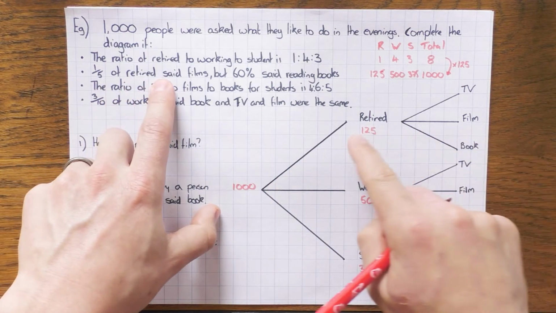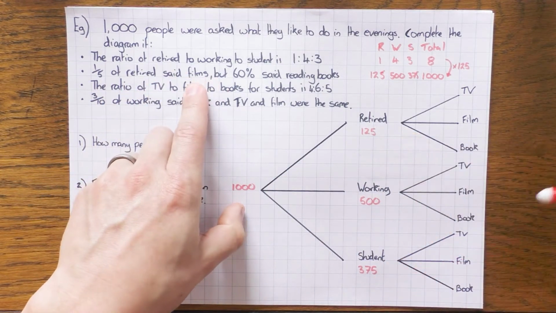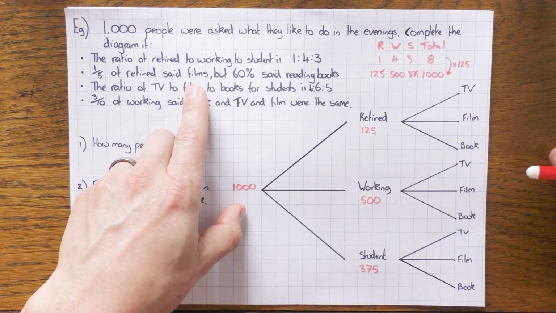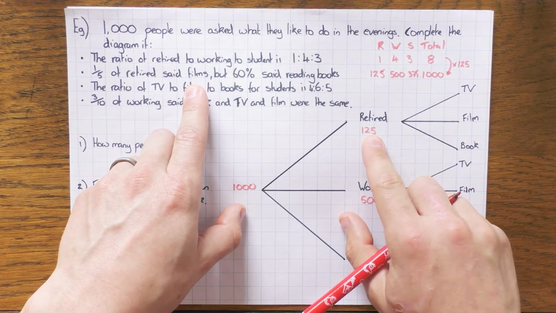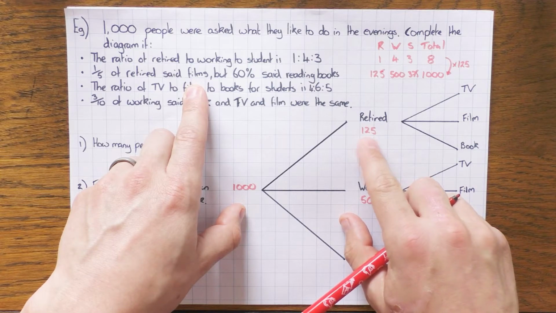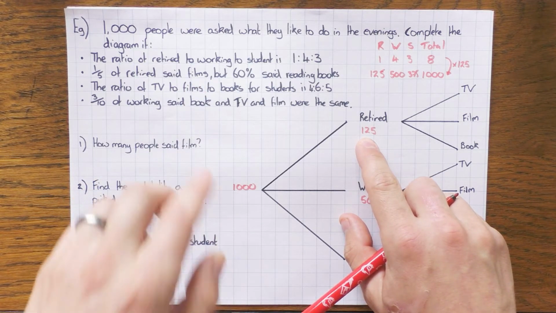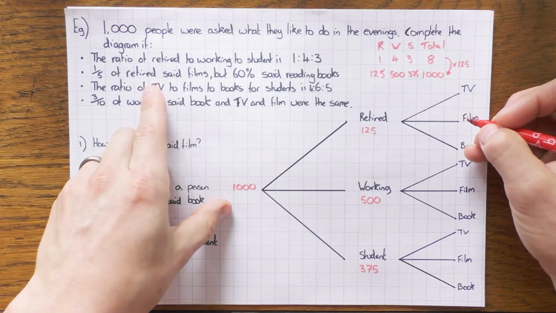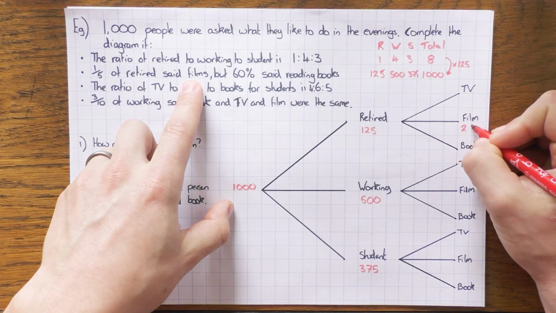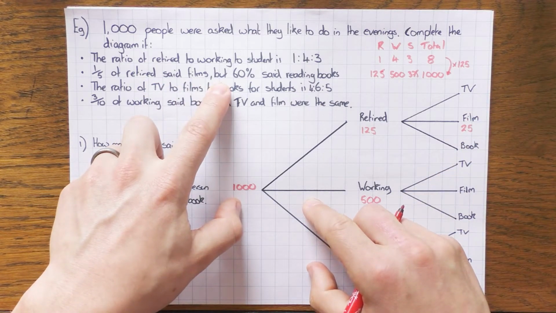1/5 of retired said films. Okay, so we just need to do 1/5 of 125. That's quite nice. Actually, just divide that by 5. That's going to be 25. And that was films. So again, it's just using fractions of amounts.